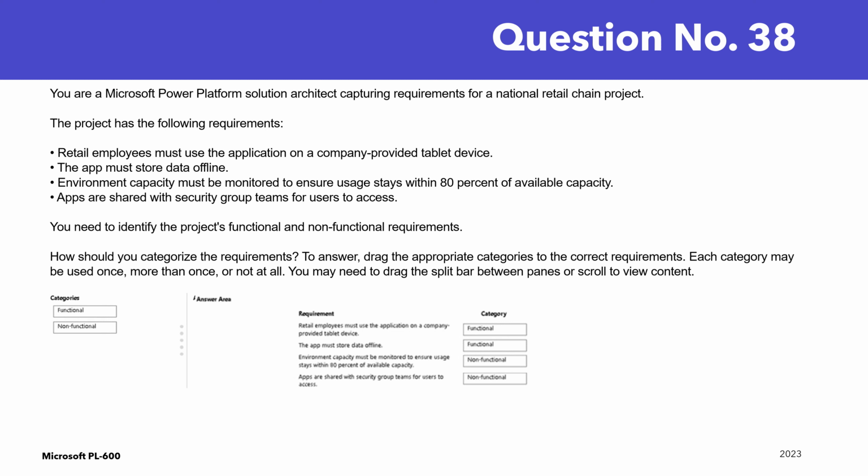Requirement: retail employees must use the application on a company-provided tablet device. Category: functional. Requirement: the app must store data offline. Category: functional. Requirement: environment capacity must be monitored to ensure usage stays within 80% of available capacity. Category: non-functional. Requirement: apps are shared with security group teams for users to access. Category: non-functional.